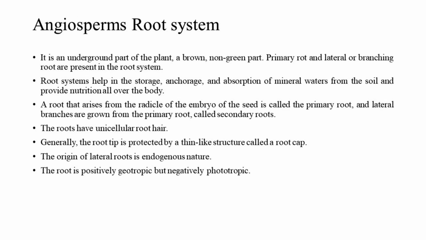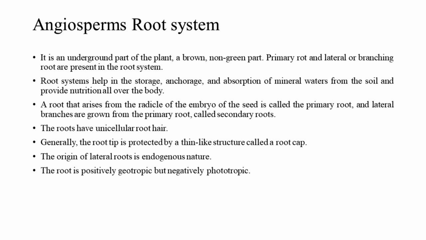Angiosperm root system. It is an underground part of the plant, a brown, non-green part. Primary root and lateral or branching roots are present in the root system. Root systems help in the storage, anchorage, and absorption of mineral water from the soil and provide nutrition all over the body. A root that arises from the radicle of the embryo of the seed is called the primary root, and lateral branches grown from the primary root are called secondary roots.